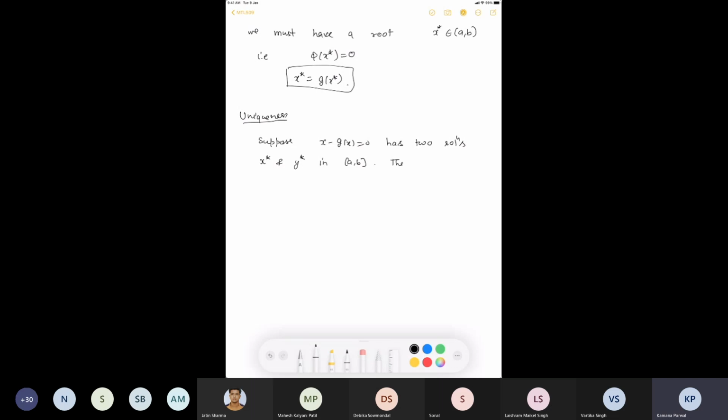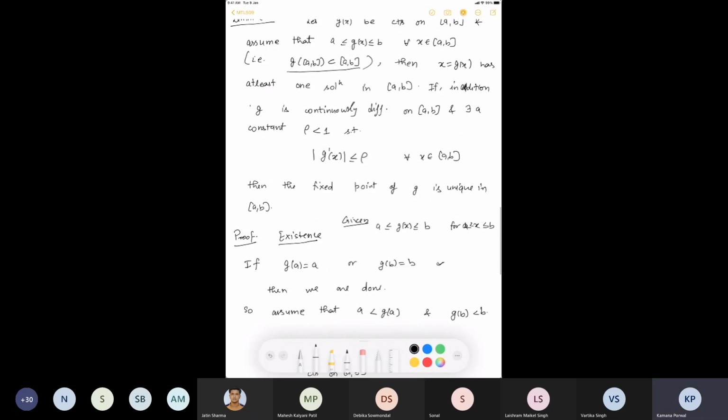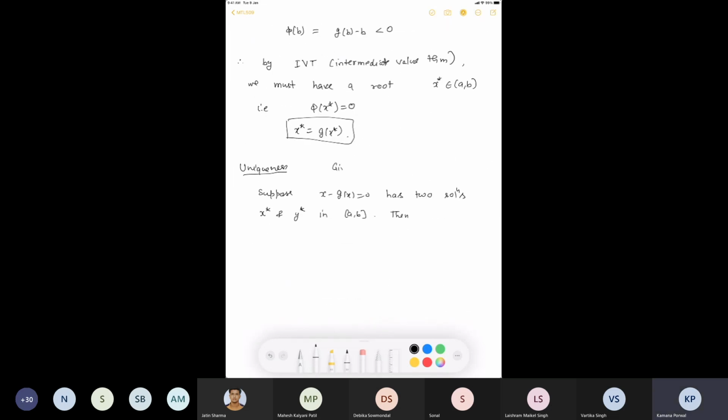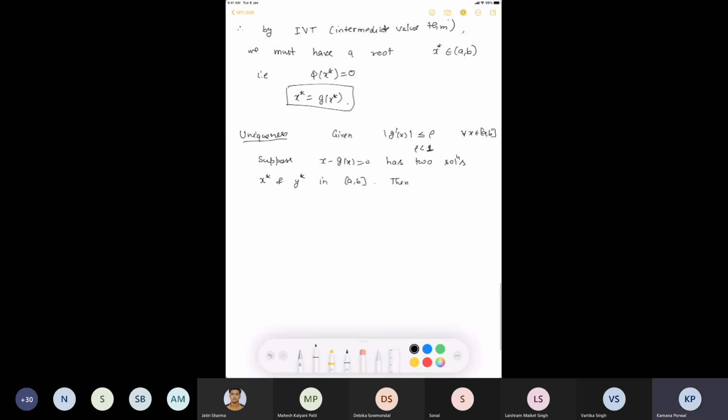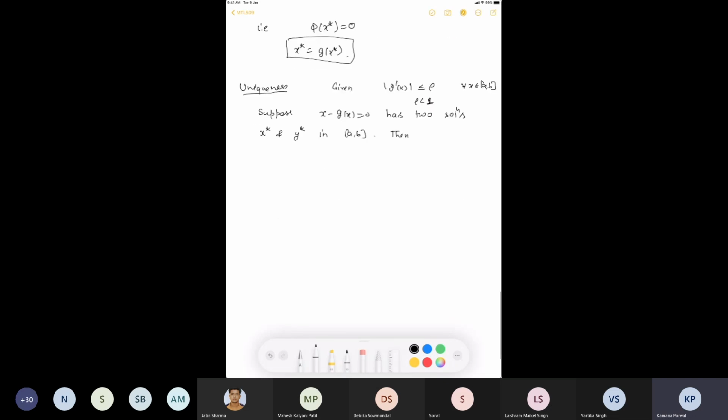Okay, let's write down what is given to us. What is given is that the modulus of g prime of x is less than or equal to rho for all x in the interval [a, b], and rho is given to be strictly less than 1. So we have to show that x star is equal to y star, if we have started with two fixed points.